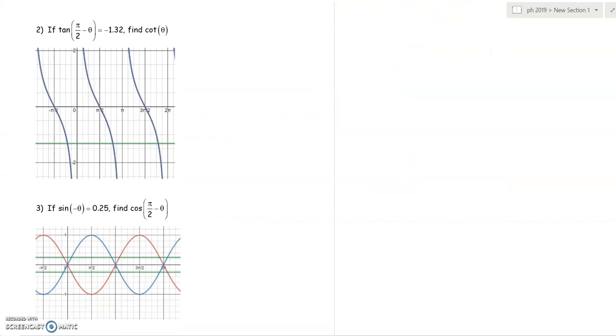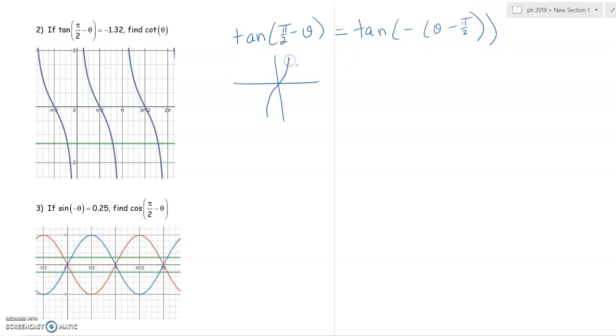Let's say I told you that tangent of pi over 2 minus theta is negative 1.32. So again, maybe we might want to start by thinking about what that graph looks like. If we have the tangent of pi over 2 minus theta, that's the tangent of the opposite of theta minus pi over 2. So take your gorgeous tangent. Here's my tangent curve. It looks something like this. It says take that tangent, reflect it over the y-axis. So tangent of the opposite of theta, reflected over the y-axis.